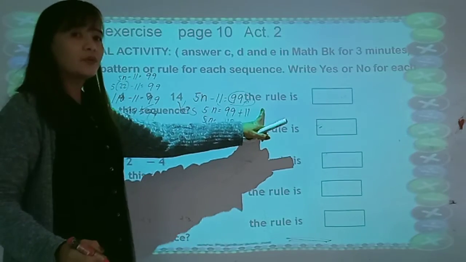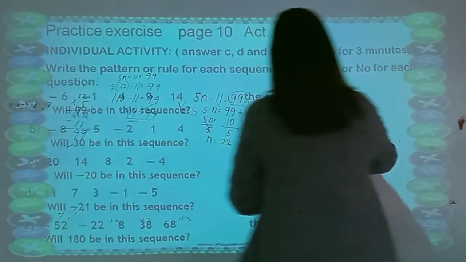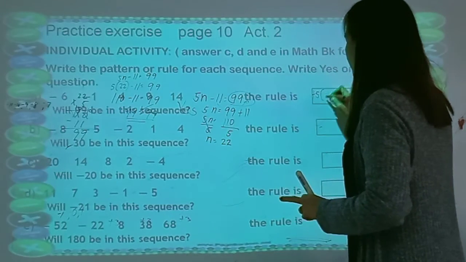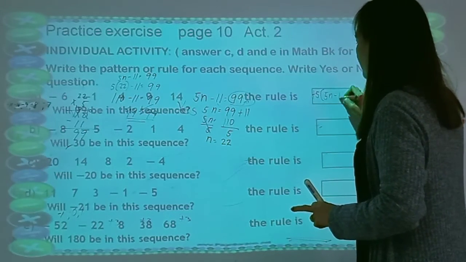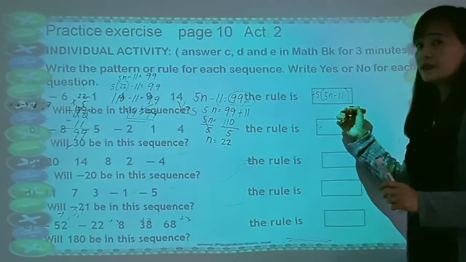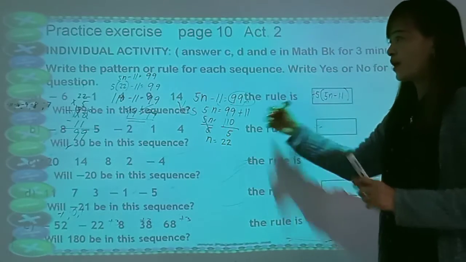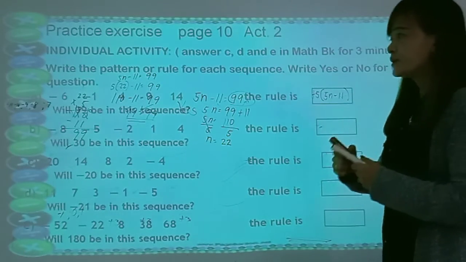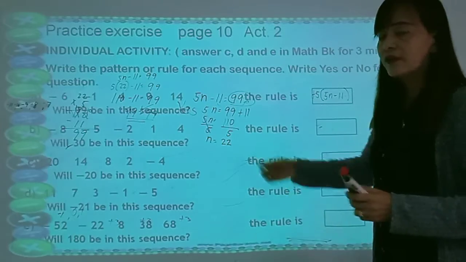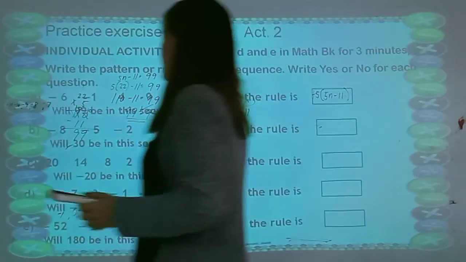And what is the rule that we are going to use? We need to add plus 5, and then 5n minus 11. This is the rule in this question. Okay, class, any question? So let us proceed to letter B.